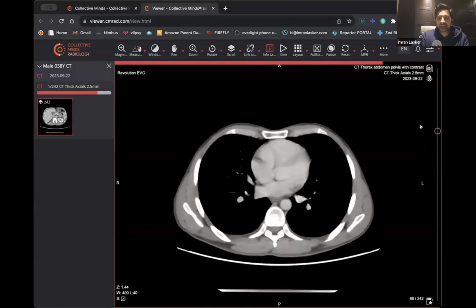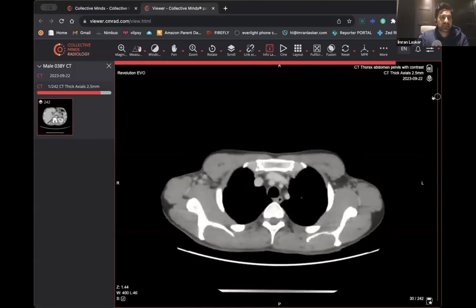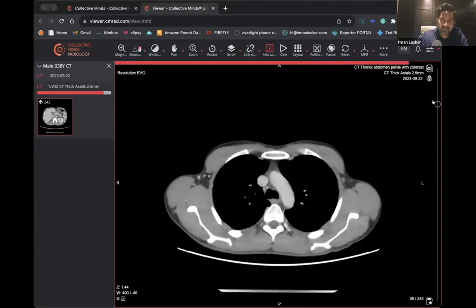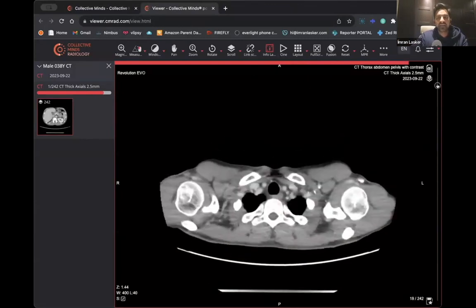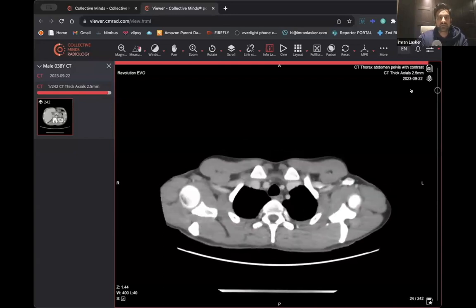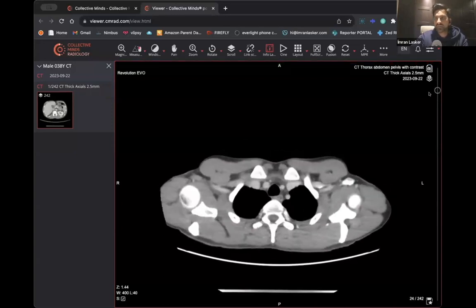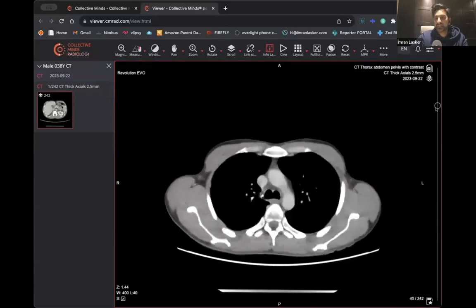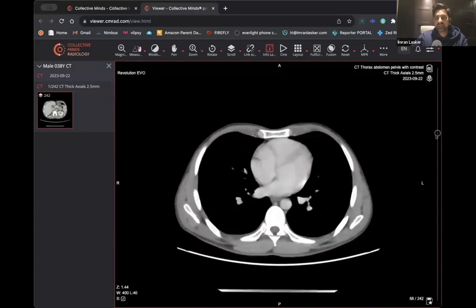So pyelonephritis is usually caused by E. coli. Klebsiella can cause it, other things can cause it, but usually it's going to be E. coli that causes it. So this patient came in with fever, unknown cause, query cause. They weren't entirely sure what was happening. So we did a full CT of the chest, abdomen and pelvis.